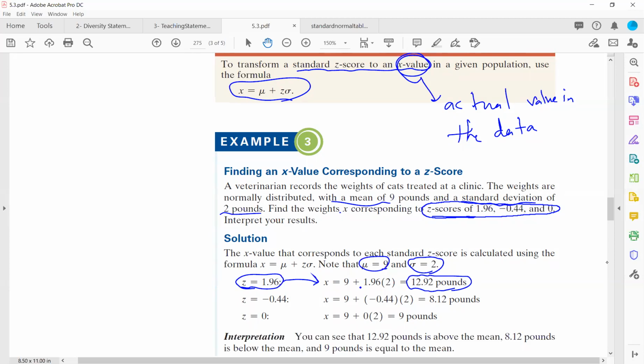The second z value is negative 0.44. We have our z, we have the mean, we have the standard deviation, we just plug them in. So x is equal to 9 plus z, which is negative 0.44, times standard deviation, which is 2. You multiply 2 by negative 0.44 plus 9, which is 8.12 pounds.